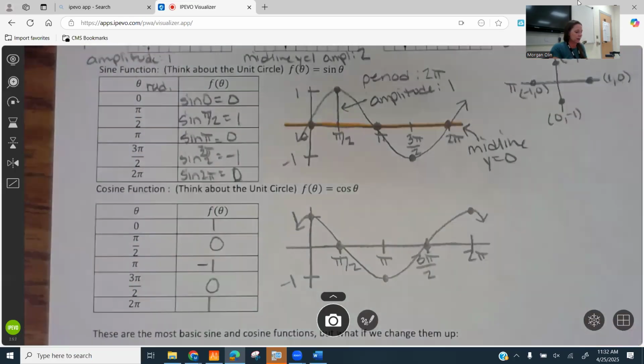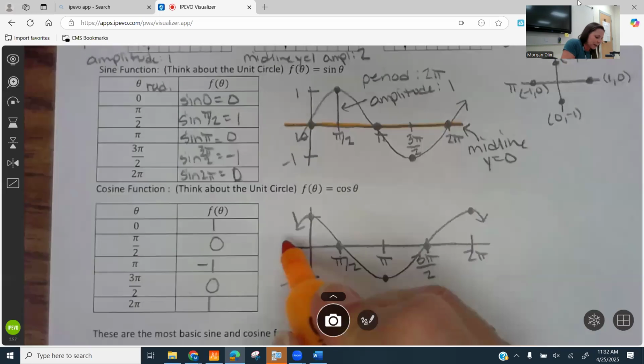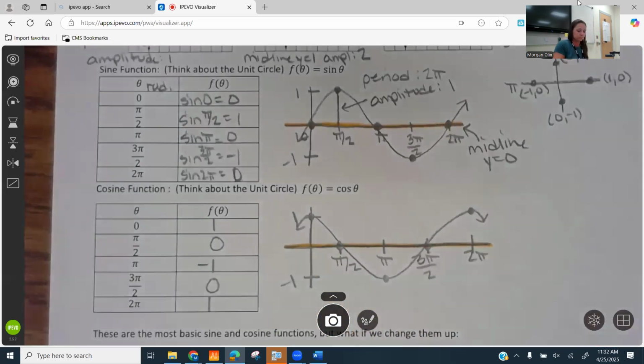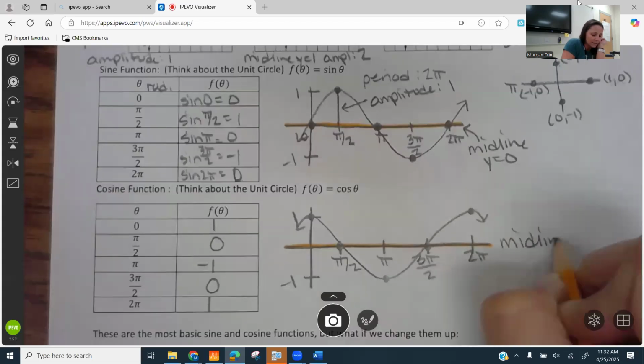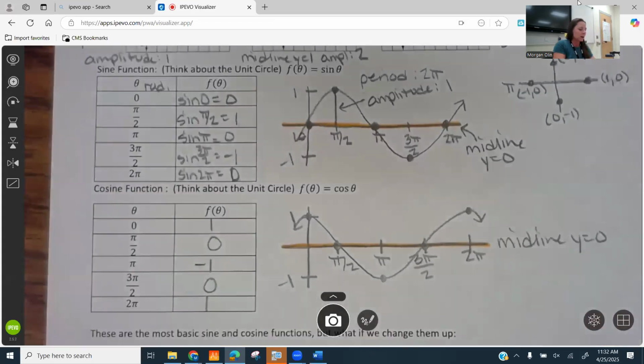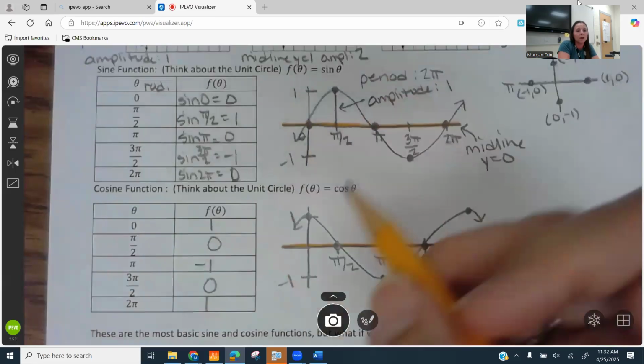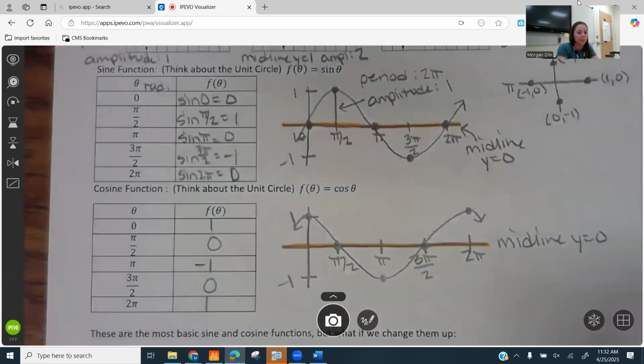Where is our midline? Our midline is the same thing here. It's still y equals 0. Here, the sine starts on the midline, but cosine doesn't. You're going to hear me say that later.